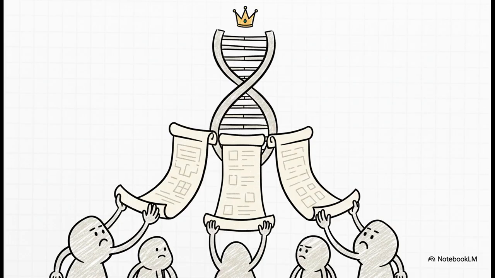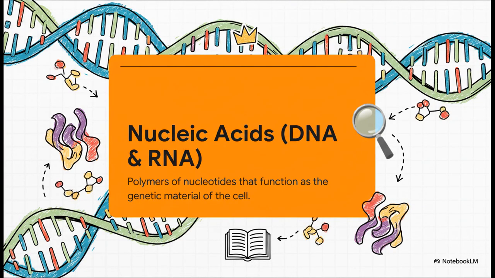ever needs to do. And just like proteins are long chains of amino acids, these nucleic acids are long chains, polymers, of something called nucleotides. They carry the genetic recipe from our parents to us, and they're the ones giving out all the orders, telling those protein workers exactly what to build and when to do it.